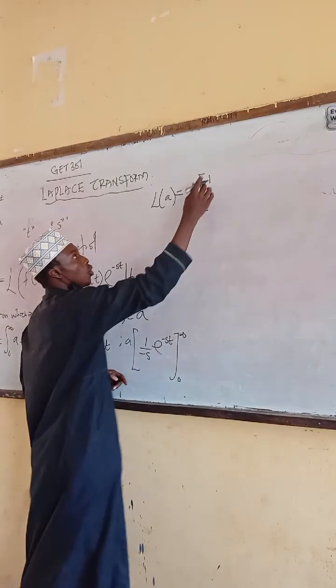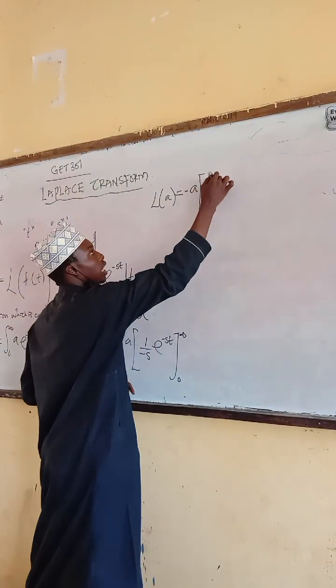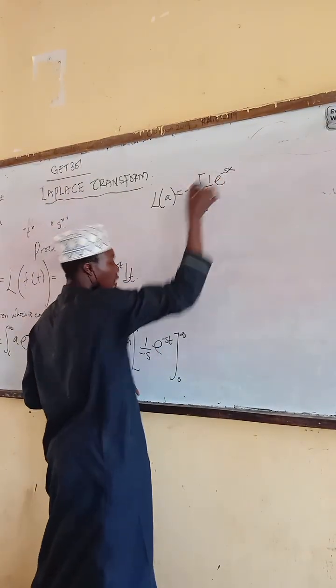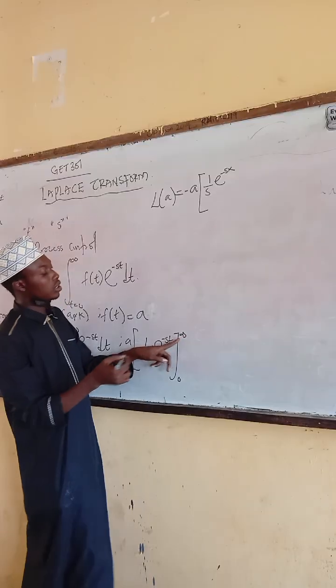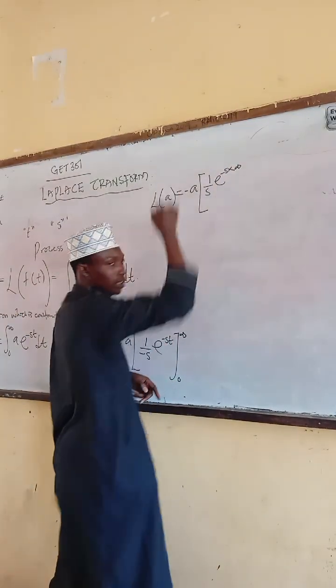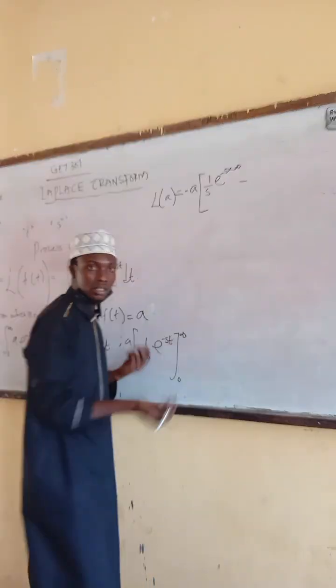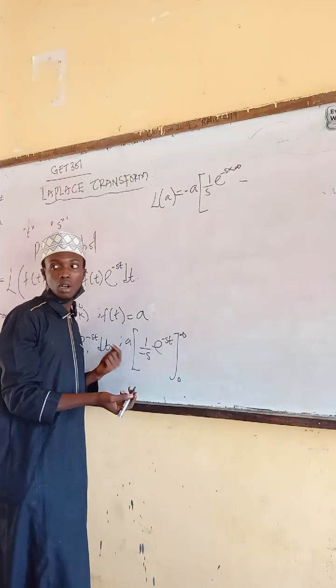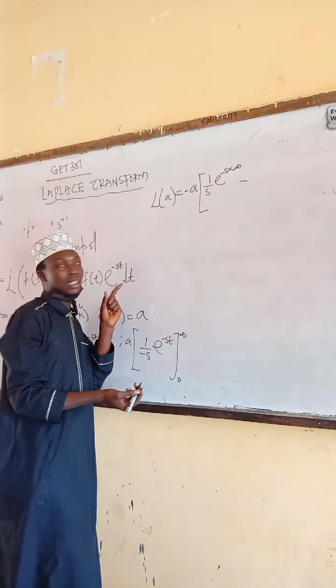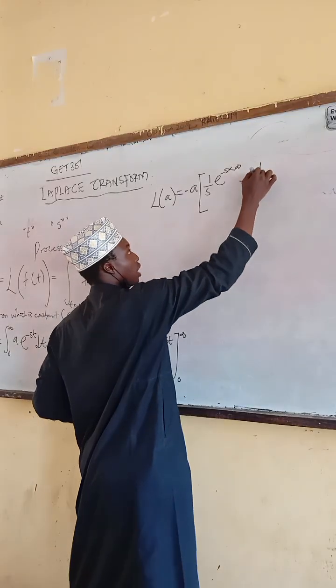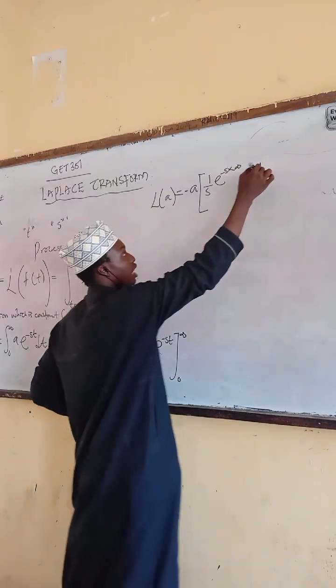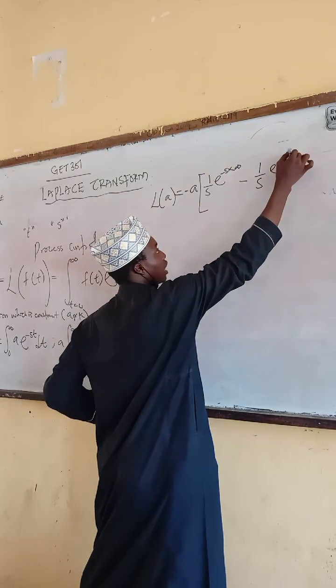So you are now having 1 over s, right? Exponential minus s times what? What's the first t? What are you using? Infinity times infinity, right? Then what will you put? Minus. You all remember this, right? So we have minus 1 over s again. Exponential minus s times what? 0.